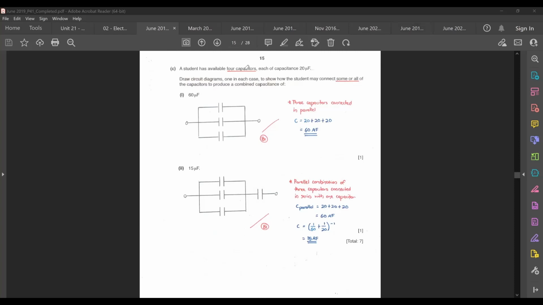is a student has 4 capacitors, each of capacitance 20 microfarad. Draw circuit diagrams, one in each case, to show how he may connect some or all of them to produce a combined capacitance of 60 microfarad and 15 microfarad. Okay, so you have 4 capacitors. You can use all or you can use some of them.